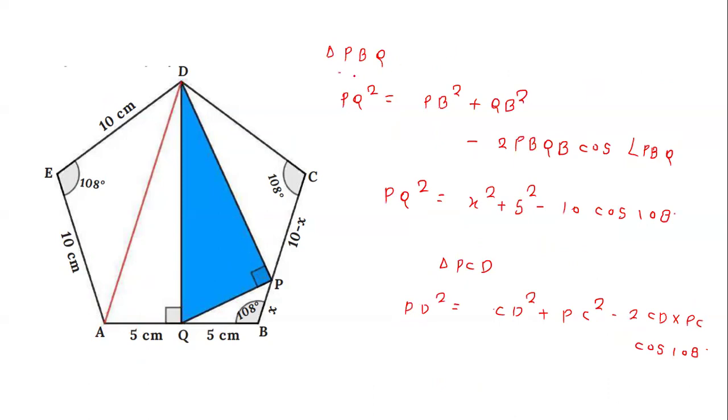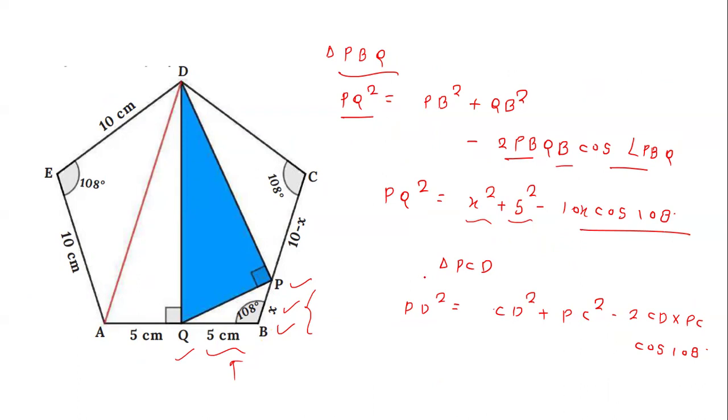Now you look at the triangle PBQ. This is P, this is B, this is Q. You can write PQ square as PB square plus QB square minus 2 times PB, QB, and cos of the angle between them. This is by the cosine rule. We assume PB as X, so we put X square, and QB as 5. So X square plus 5 square minus 10 times X times cos of 108.